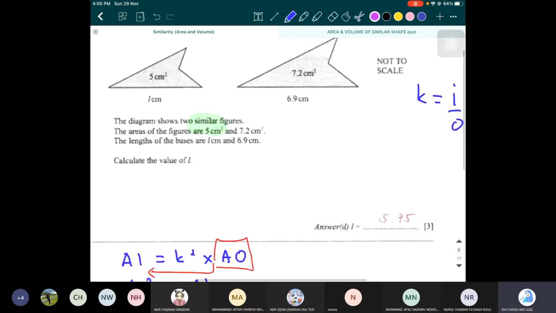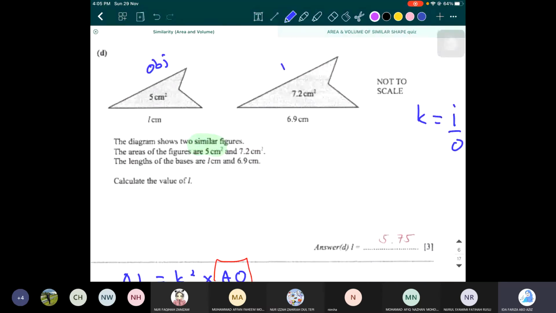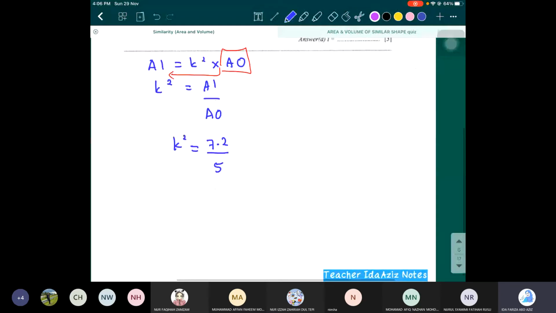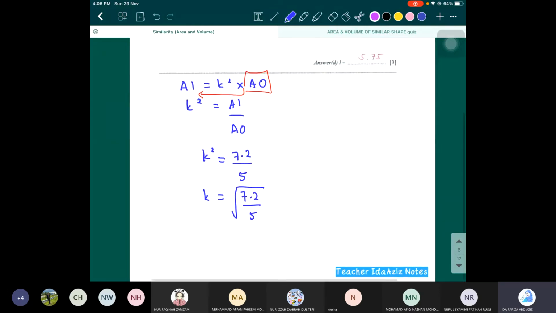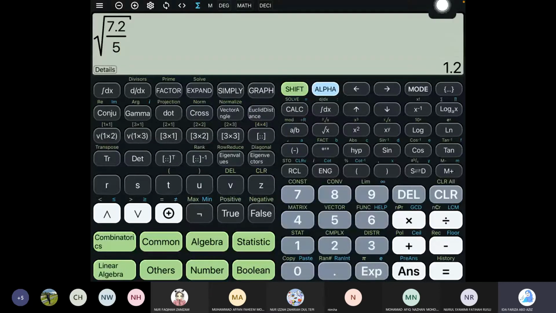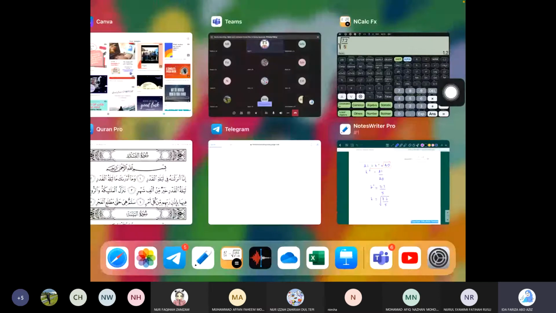I tetapkan dulu, I lupa tadi. Objek yang kecil, image yang besar. So AI 7.2, AO 5. So I pun tulis K square is 7.2 over 5. From here you will find your K by square root. You square root 7.2 over 5. So, masukkan dalam calculator. Simbol square root 7.2 over 5. Okay, dapatlah 1.2. As shown in my calculator here, 1.2 is our K.